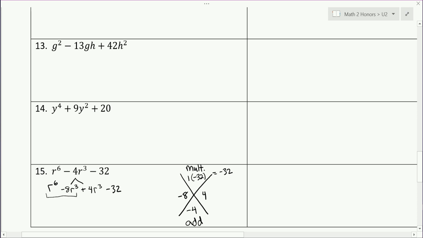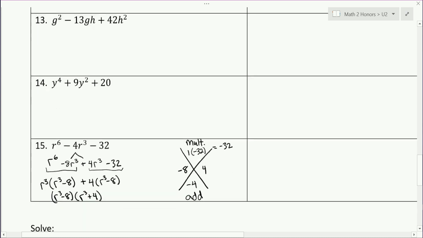So when we factor this, what can we factor out? R to the 3rd, and we're left with R to the 3rd minus 8 plus, second one we could factor out a 4. We've got an r to the third minus 8. And then we could factor out the r to the third minus 8. And we're left with r to the third plus 4. And at this point, that's where you'd stop.